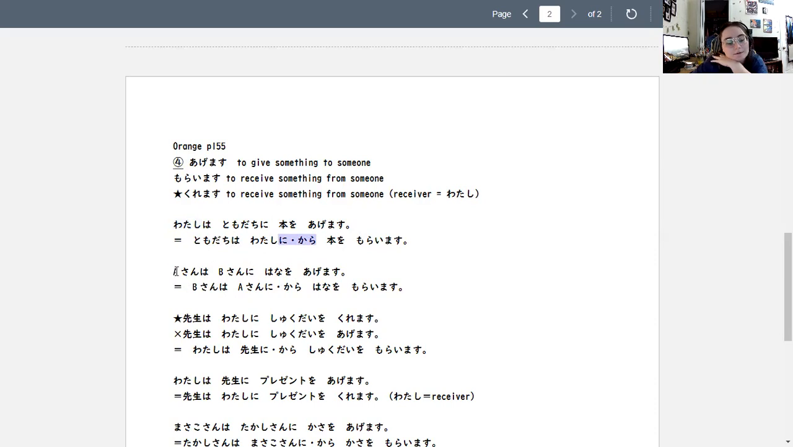Okay, and another example, A-san wa B-san ni hana o agemasu. So A gave B flowers. If you want to switch it around, B-san wa A-san ni or kara hana o moraimasu. So you received flowers from A-san.